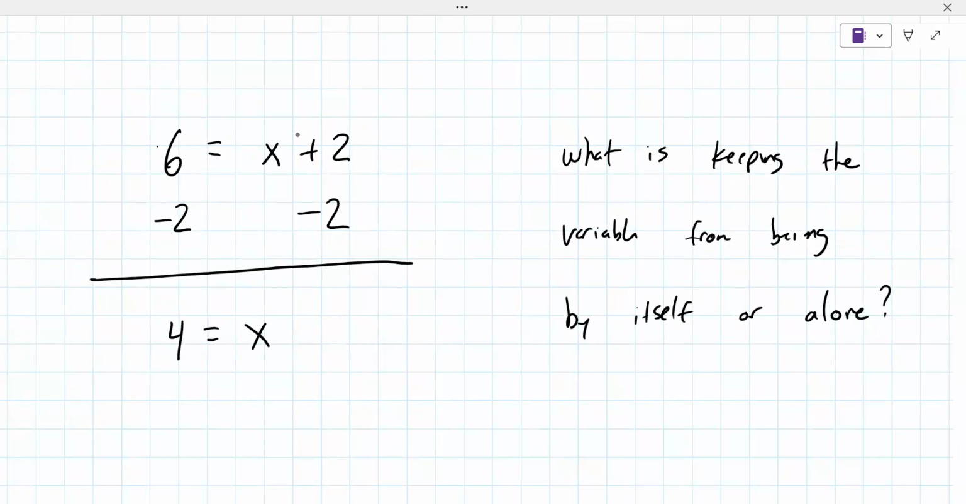It's almost always the case that you want the variable to be on the left. So you would write it this way, x equals 4. You'd want to swap it at some point.